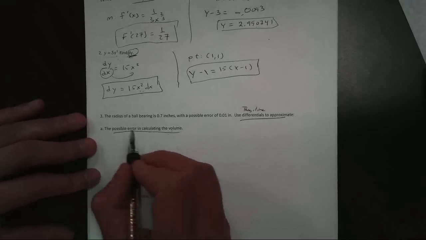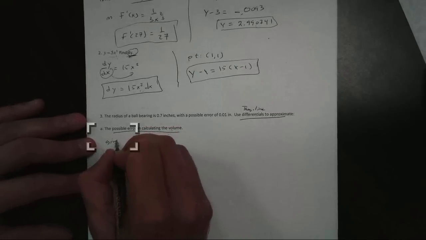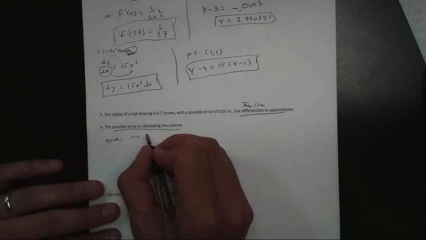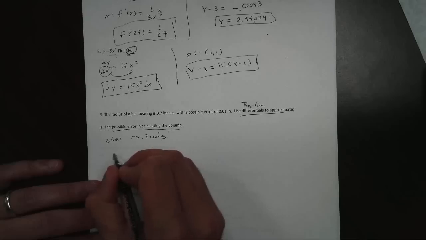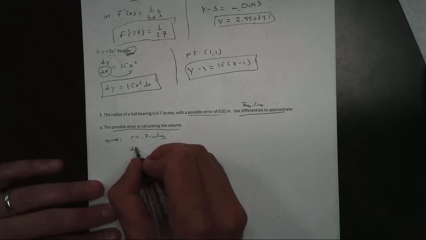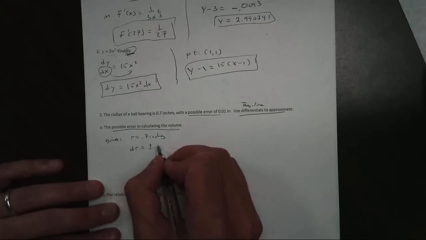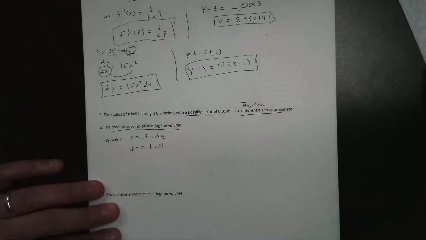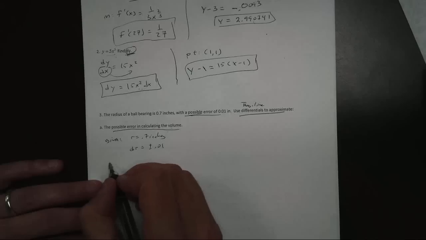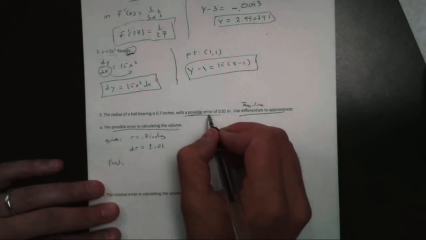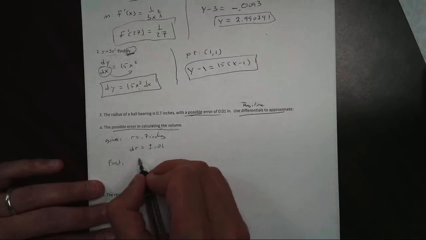Now, I need to use my volume, but I'm going to look at what I'm given first. It's telling me the radius is 0.7 inches, with the possible error in radius, which is called dr, being plus or minus 0.01. Now that's my error in radius, it's just dr. We'll talk about that in just a few moments. So I'm asked to find the error in volume, dV.